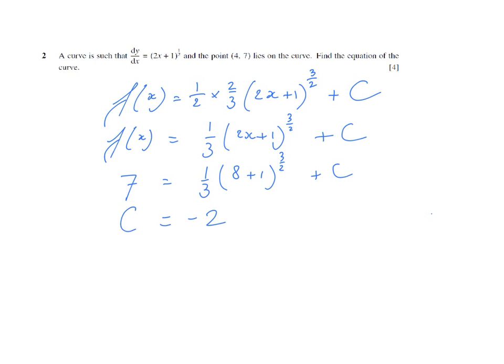There you go. So the original function, or the equation of the curve, will be f(x), or y, equals 1 over 3, (2x plus 1) to the power 3 over 2 minus 2.